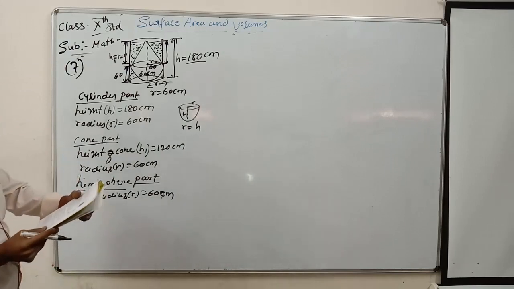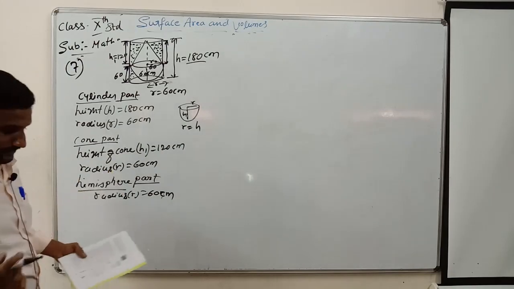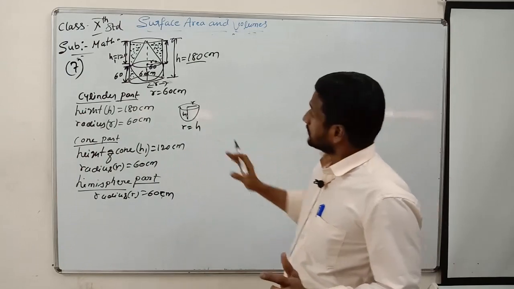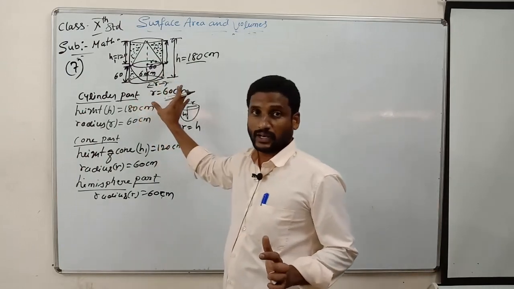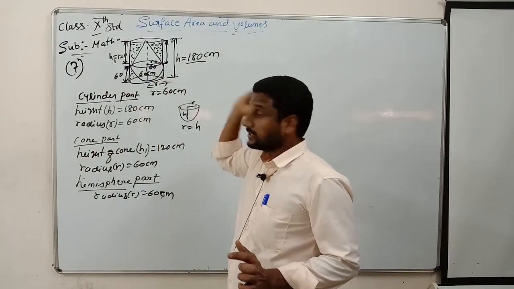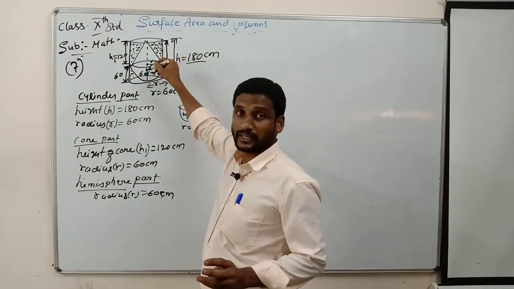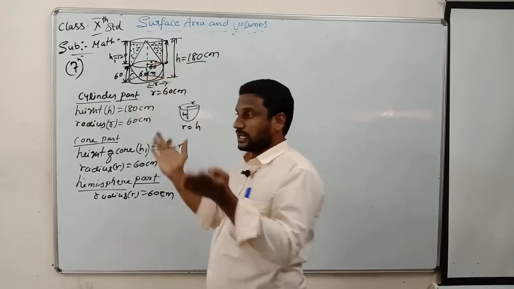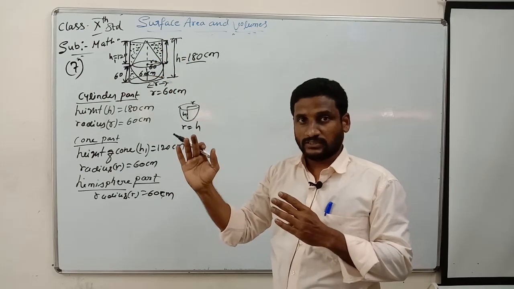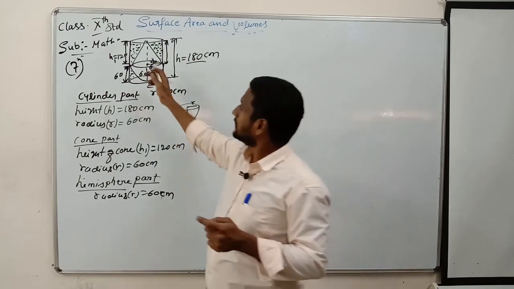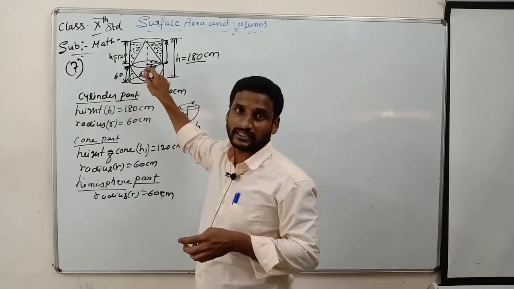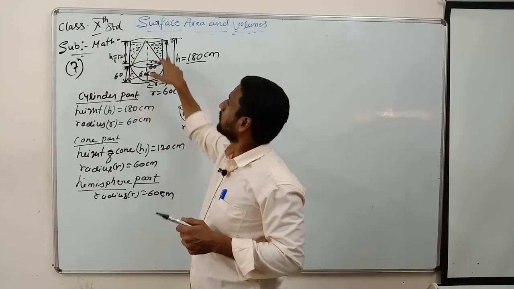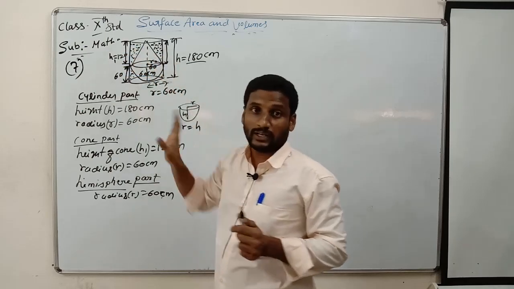Now what is he asking here? How much water is left? How do you find that out? See here, first you should find the volume of the cylinder. Next, the volume of the cone plus the volume of the hemisphere. From the total volume of the cylinder, you should subtract the volume of both the cone and the hemisphere. Then only the volume of the water will remain.